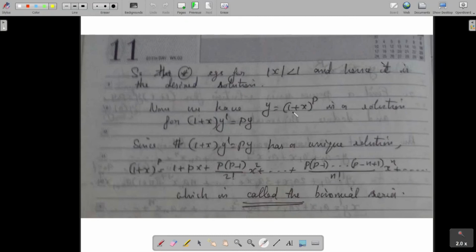Now we have y equal to (1 plus x) whole raised to p is a solution for (1 plus x) into y dash equal to py. When we substitute y equal to (1 plus x) raised to p here, y dash is p into (1 plus x) raised to p minus 1. And we have (1 plus x) into y dash, p into (1 plus x) raised to p minus 1, equal to p into (1 plus x) raised to p, that is 1 plus p minus 1 is p, and that is equal to py. So y equal to (1 plus x) raised to p is a solution of the differential equation (1 plus x) into y dash equal to py.